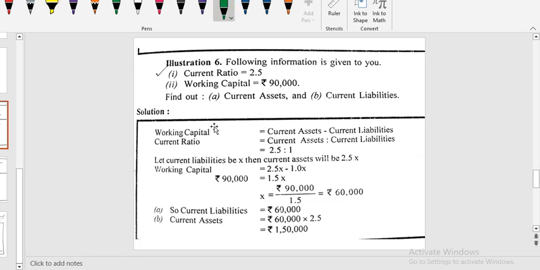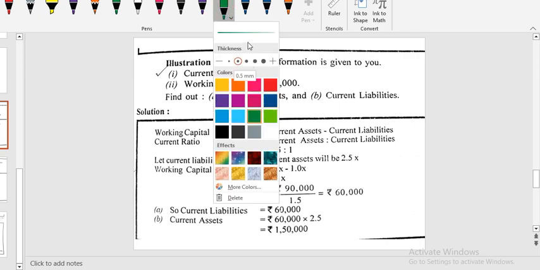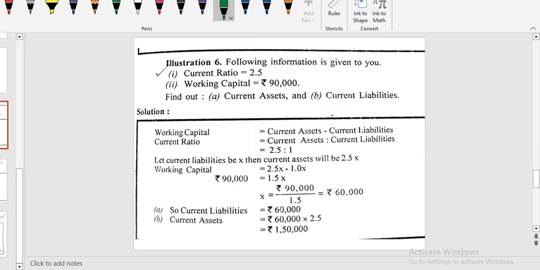So now we have already discussed the current ratio and acid test ratio. In this video we are going to discuss, if any important data has not been given, how we have to calculate it. In this illustration, the current ratio is 2.5 and they have given that working capital is 90,000 rupees.